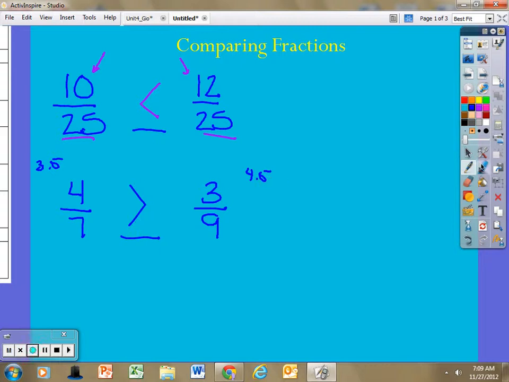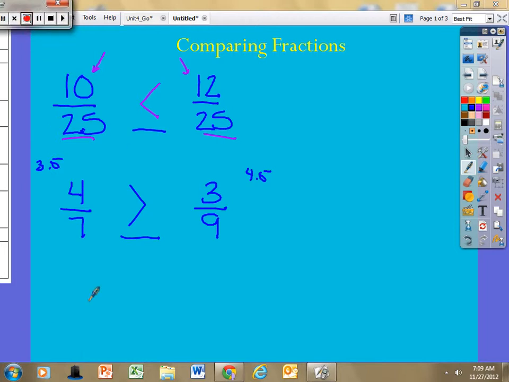We also looked at comparing by trying to get it as close to one whole as we possibly could. So for instance, we had something like 5/6 and compared that to, let's say, 1/4.